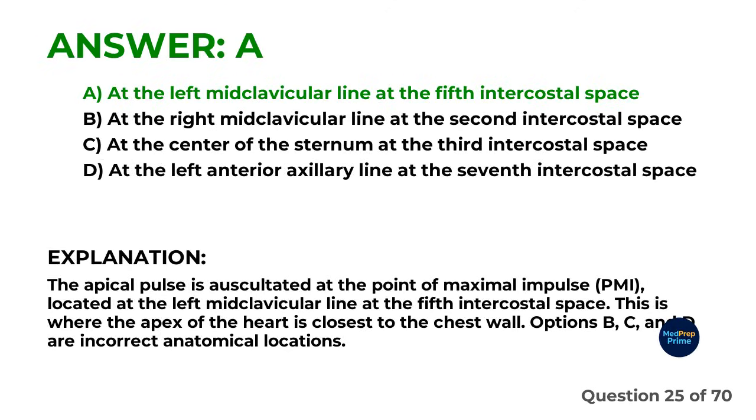Correct answer A. The apical pulse is auscultated at the point of maximal impulse, PMI, located at the left midclavicular line at the 5th intercostal space. This is where the apex of the heart is closest to the chest wall. Options B, C, and D are incorrect anatomical locations.